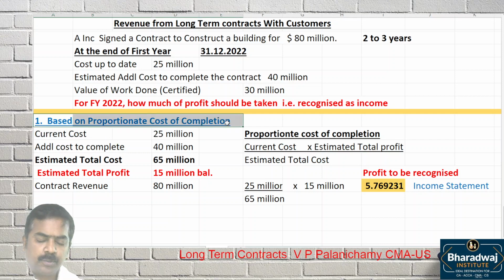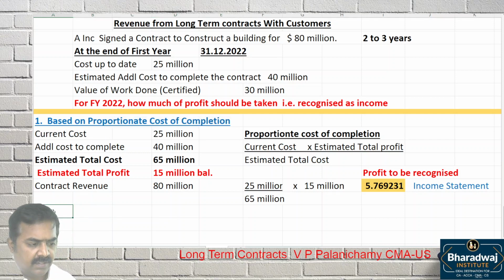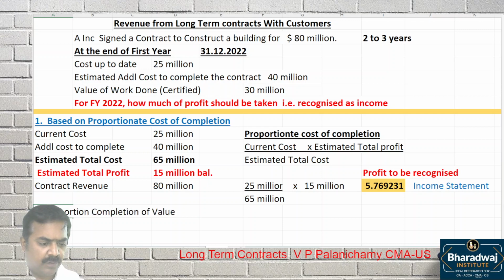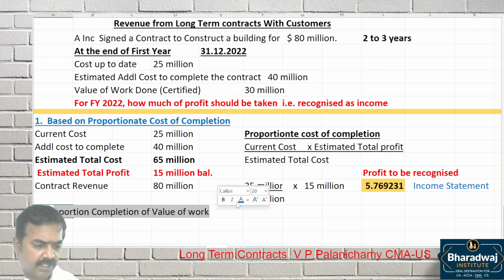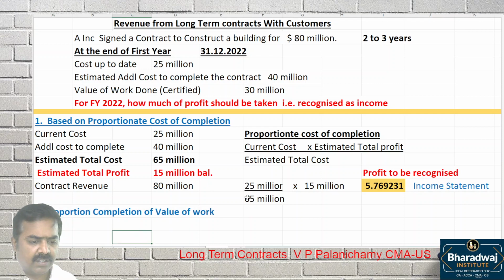Do you understand proportionate cost of completion? Second method, you can choose any of the methods, but ensure that the same method is followed throughout the year or throughout 3 years. Sir, I chose the first method. Ensure that you continue with the method till the end of the completion. Second, proportionate completion of value of work. Next one is which one? Proportionate completion of which one? Valuation. Value of work. Simple.